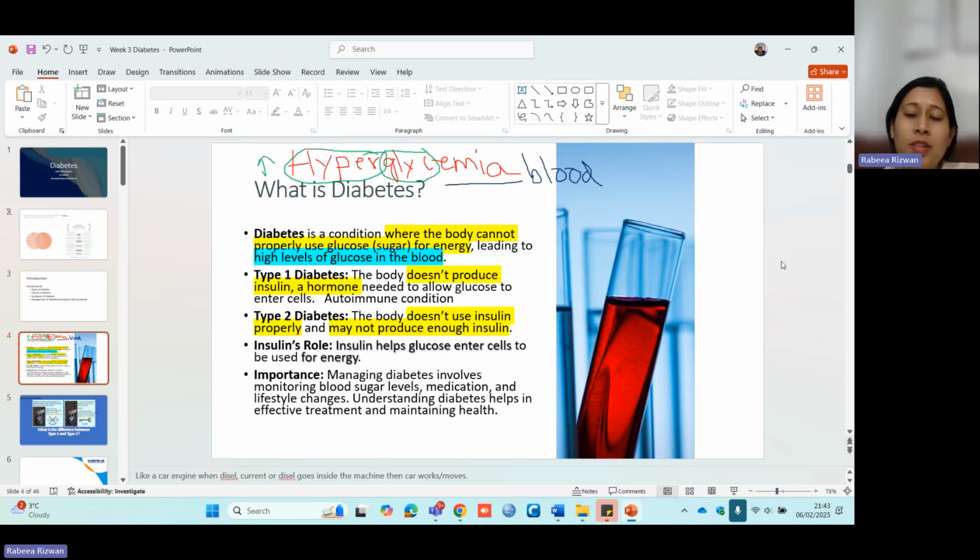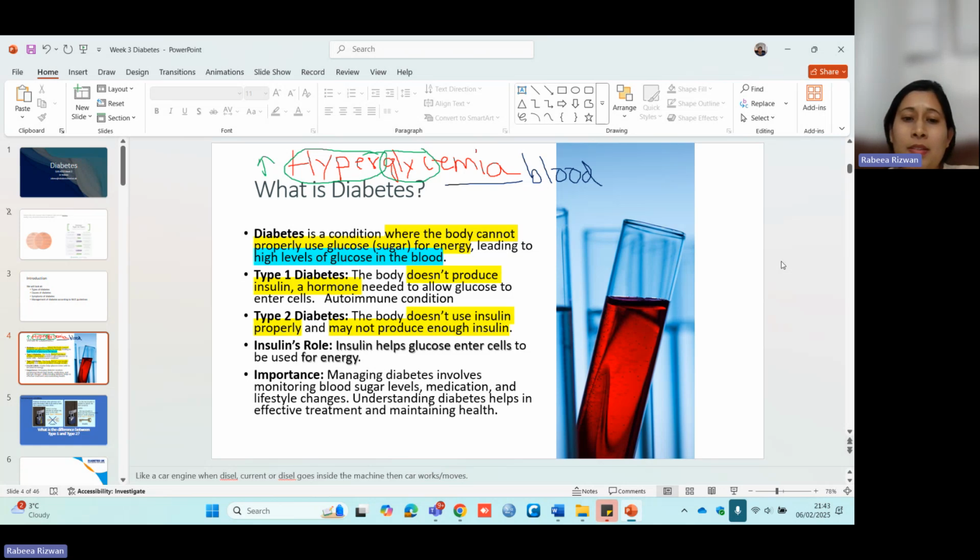So let's see, what is diabetes? Diabetes is a health condition where the body cannot produce or properly use glucose, sugar, for energy, leading to high levels of glucose in the blood. It means in diabetes, the person has a high amount of glucose, that means sugar, in the blood, and this state is called hyperglycemia. There are two types of diabetes. If the person is diabetic, the person has type 1 or type 2 diabetes. So let's see what these are.